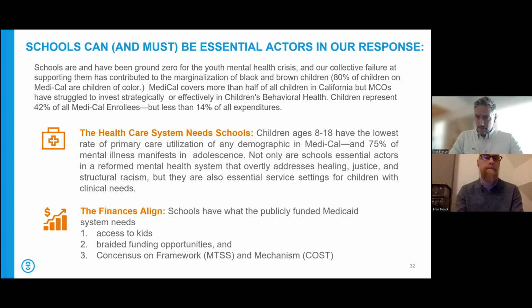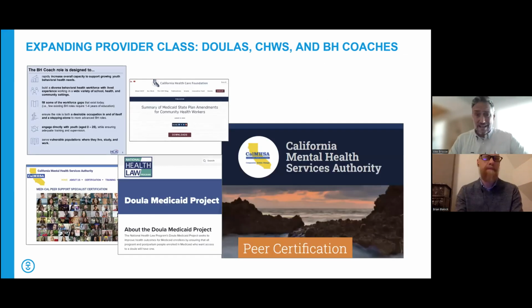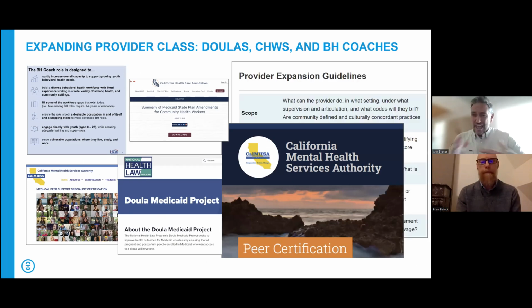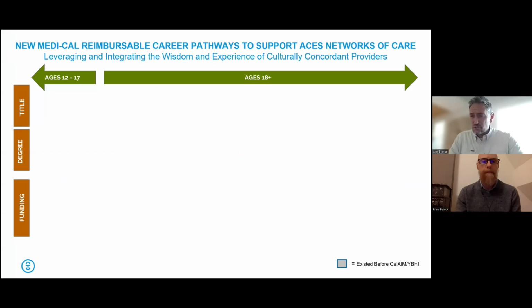I mentioned the provider classes as this important new opportunity. There's 4 fundamental ones to track: the doulas, community health workers, certified peer specialists, and wellness coaches in schools. And we have a piece on how to hold these provider types, meaning how to think about their credentialing, paneling, and reimbursement structure. But let's try to lay out for you what this means.